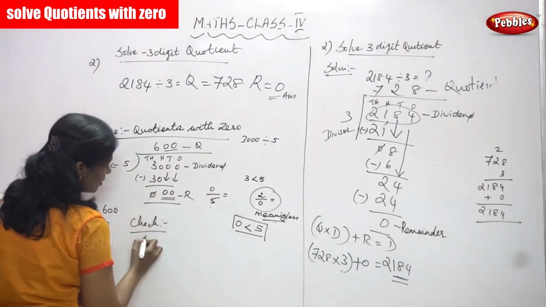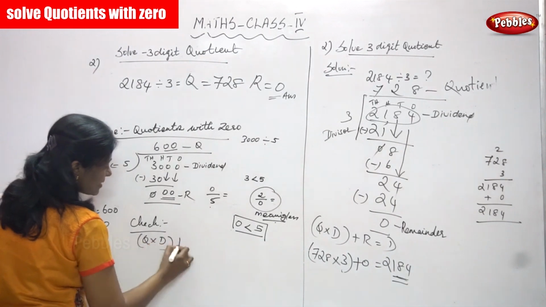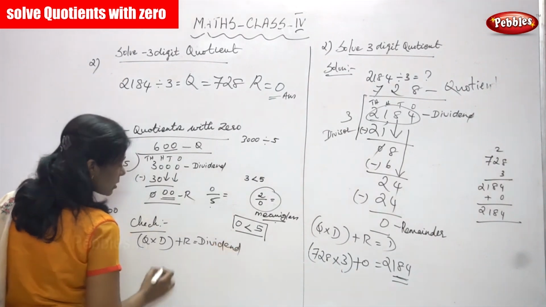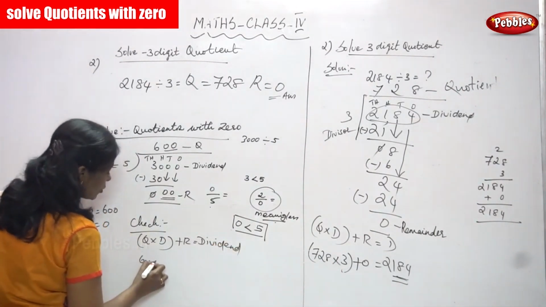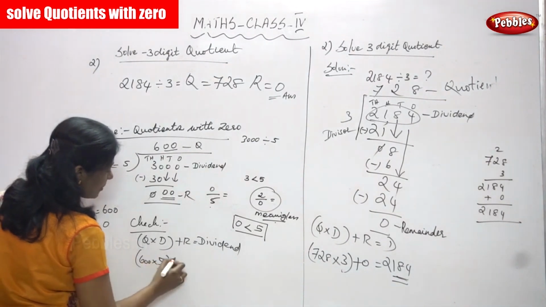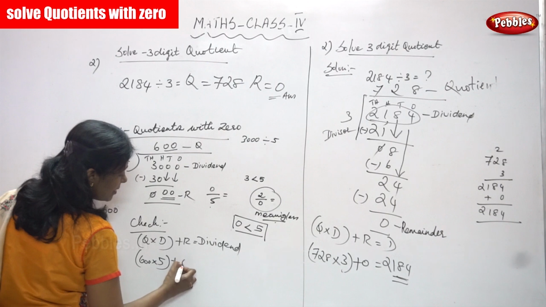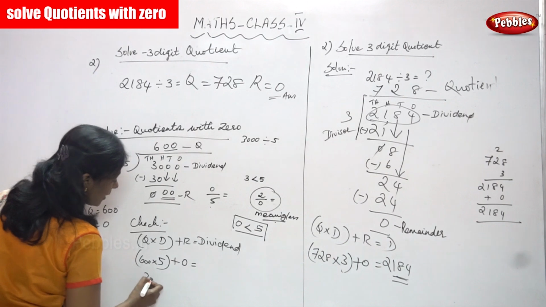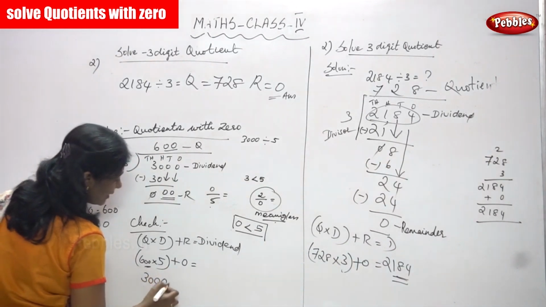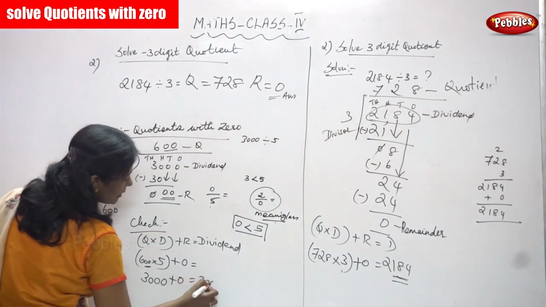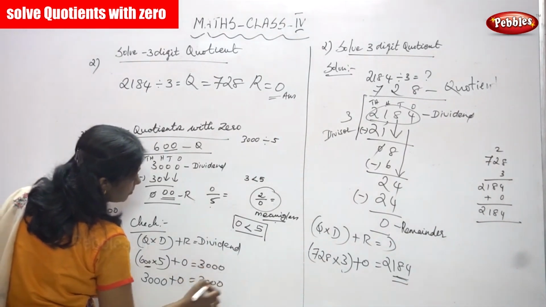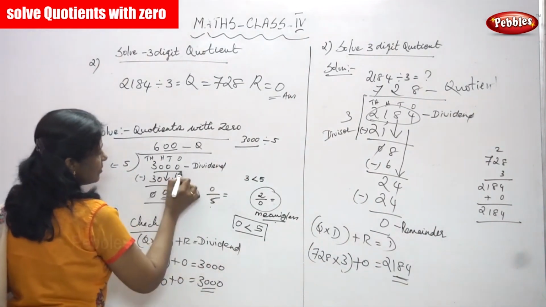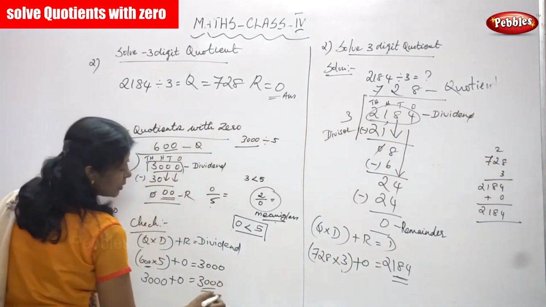Check method: quotient into divisor plus remainder gives the dividend, D-I-V-I-D-E-N-D. So the quotient is 600, into divisor 5, then add the remainder 0. 6 into 5 you get 30, and after that you add the two 0s, so you get 3000 plus 0, which is 3000. 3000 is the dividend. So you get the question.